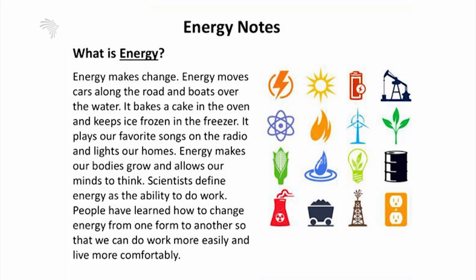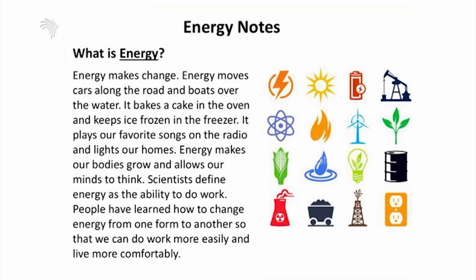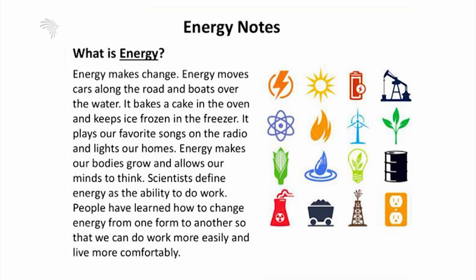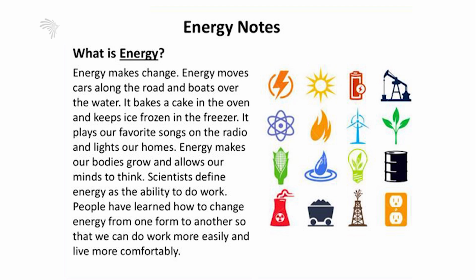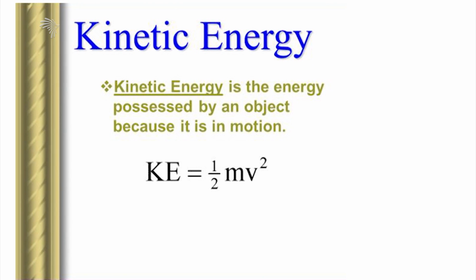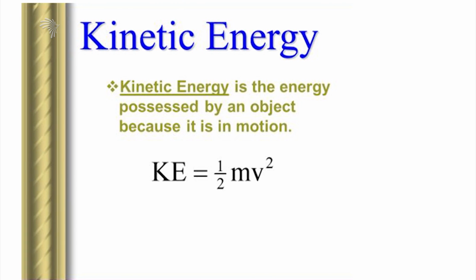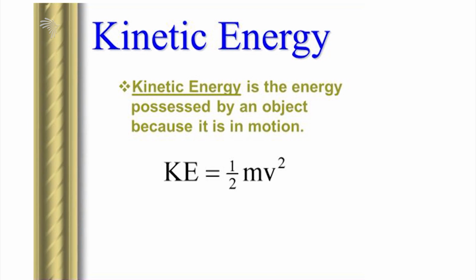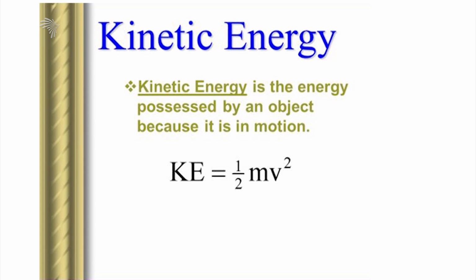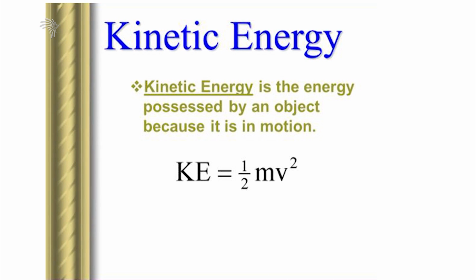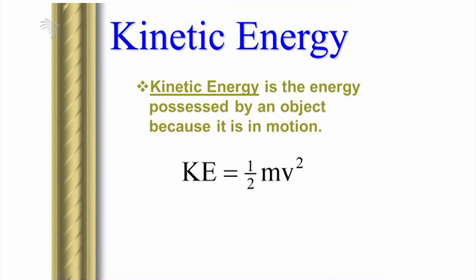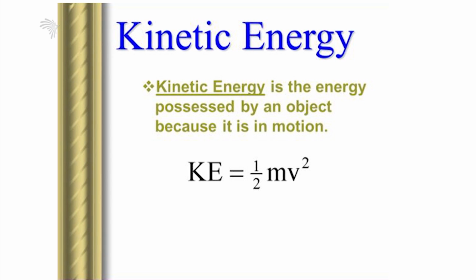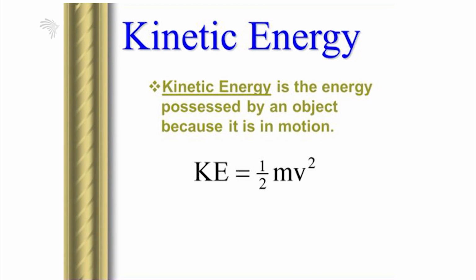And there are different types of energies. For the time being, let's look at components of mechanical energy. The first one is kinetic energy. Kinetic energy is the energy possessed by an object because it is in motion, and it is calculated by half mv squared, where m is the mass of the moving object and v is the speed of that object.